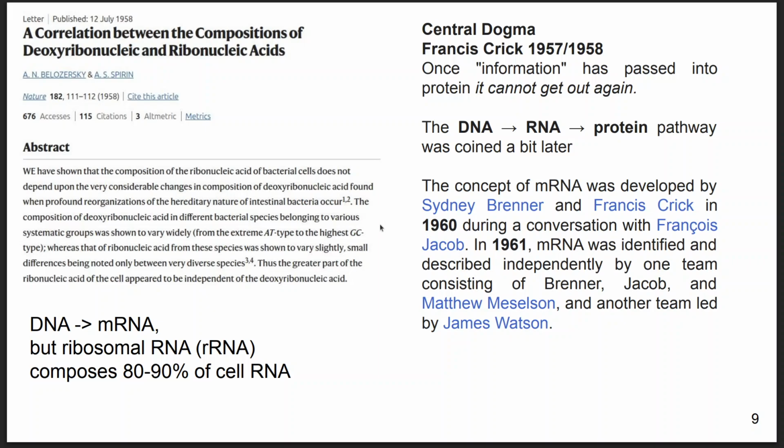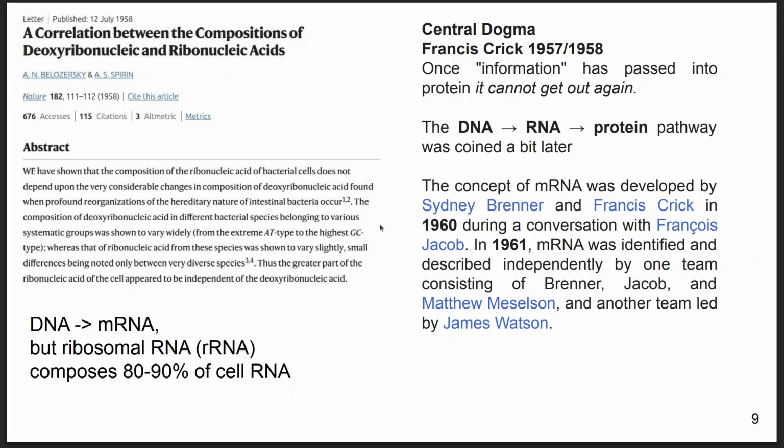But it was not the end. It was just the beginning, and RNA was not in the game yet. This paper on the left is an interesting one. It's by Belozerski and Spirin from 1955, published in Nature, and it stated that in different organisms the nucleotide content, like the GC content, meaning how much more guanine and cytosine we have over adenine and thymine, differed from organism to organism.